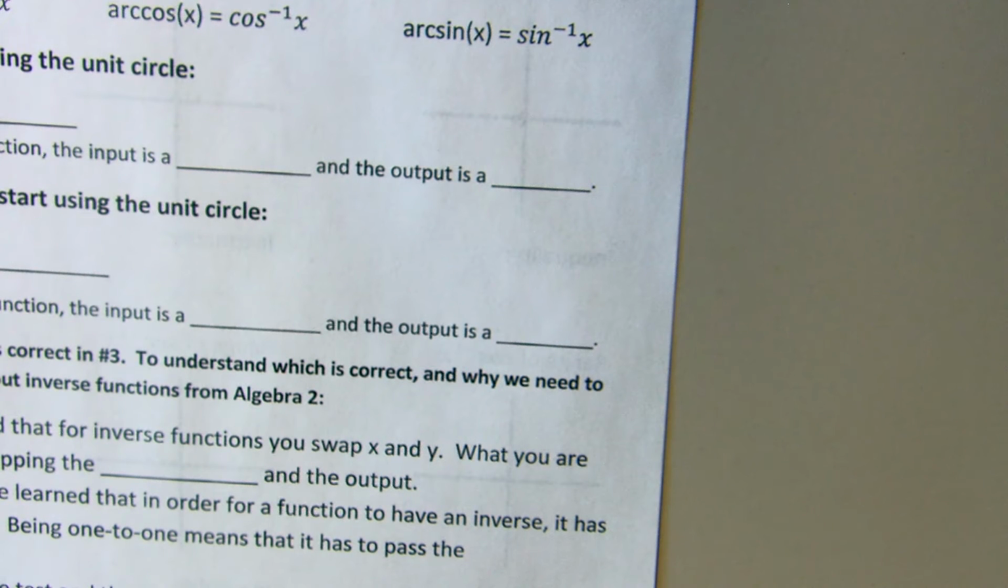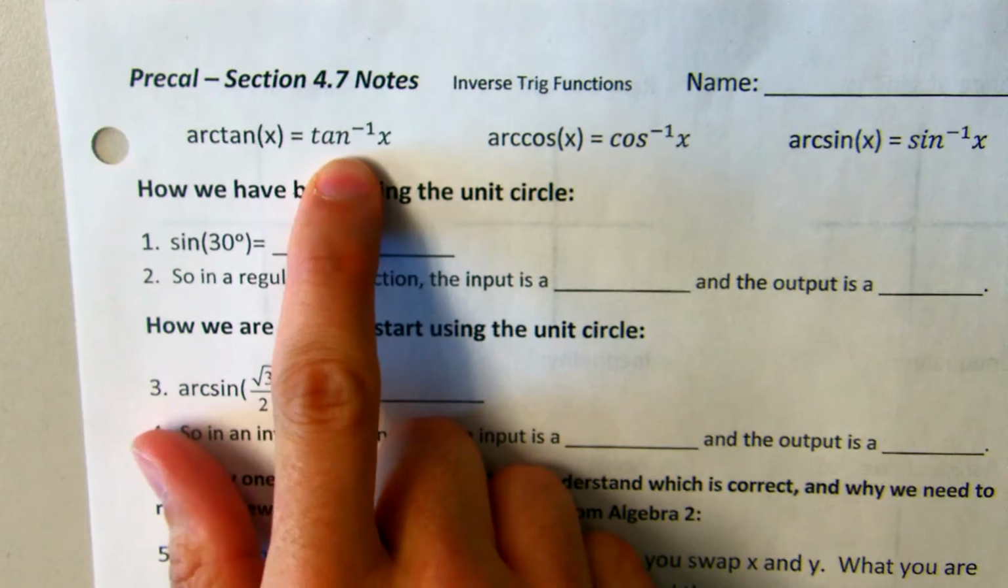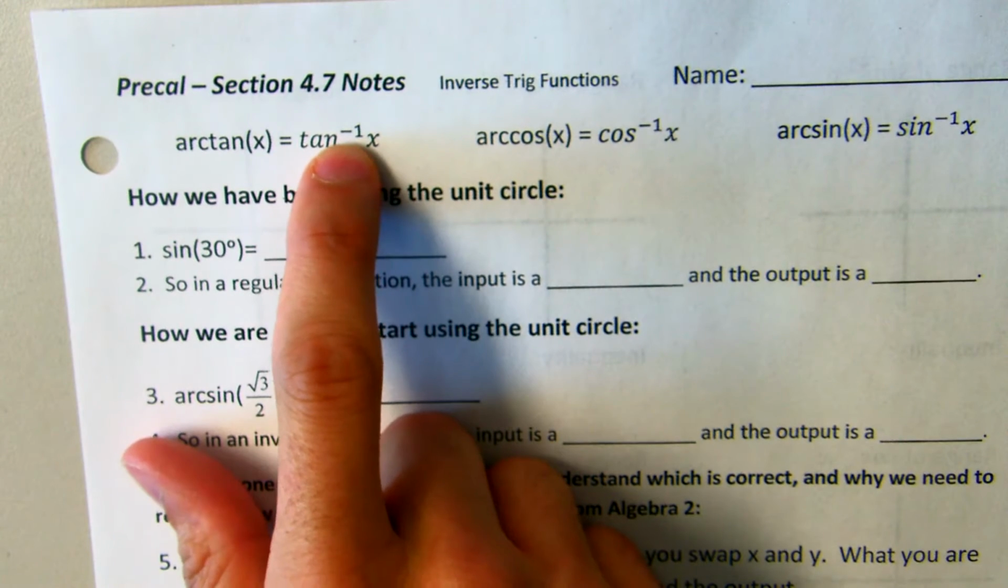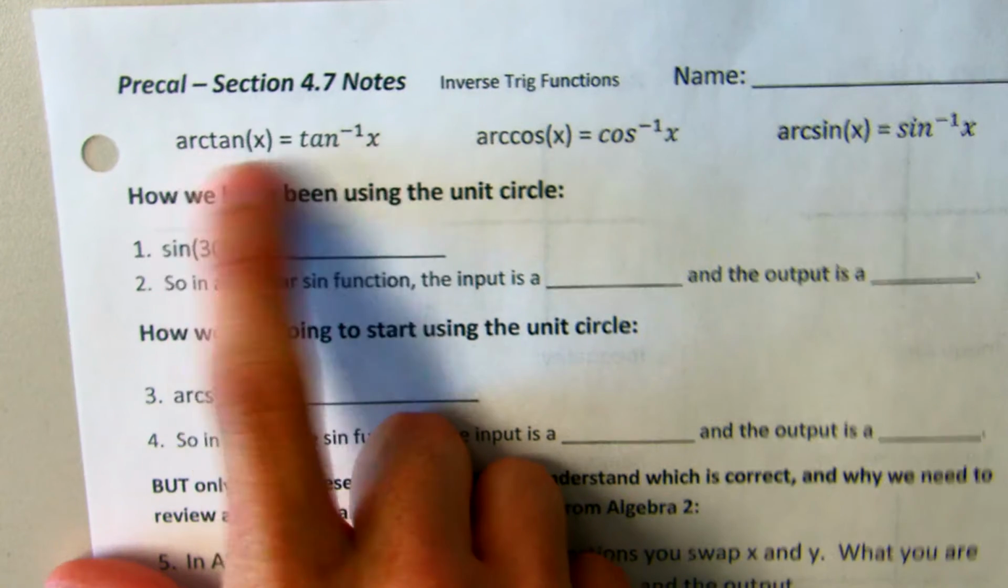So what we talked about last time was there's a few different ways to talk about inverse functions. You need to be familiar with those. So one way to talk about inverse tangent is with this that looks like a little -1 exponent. Or you can say arctangent. These mean the same thing.